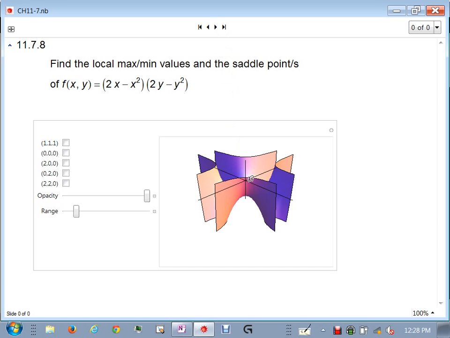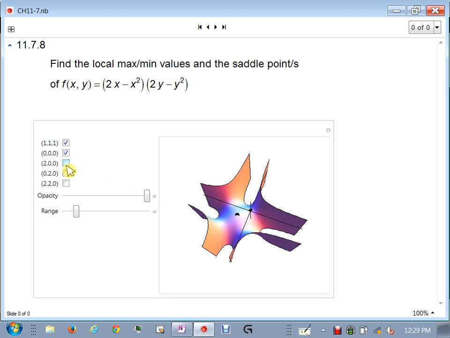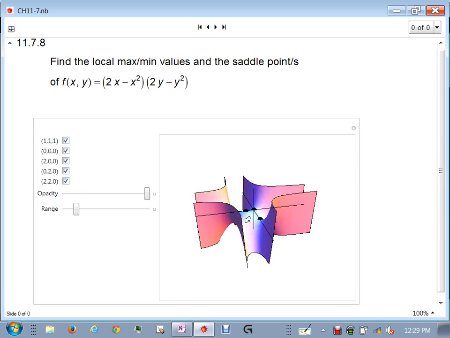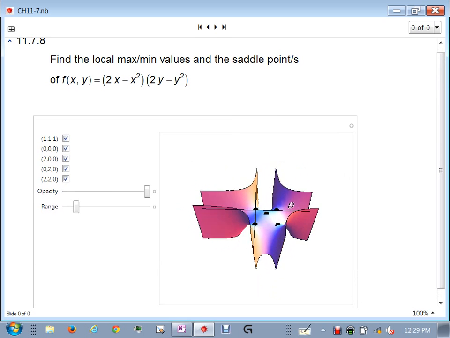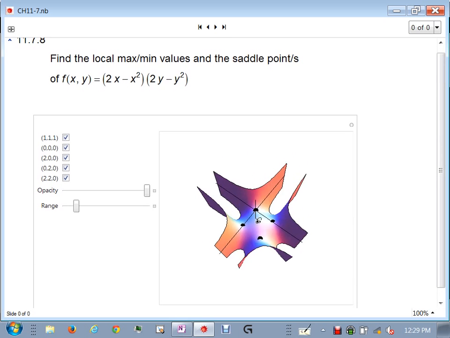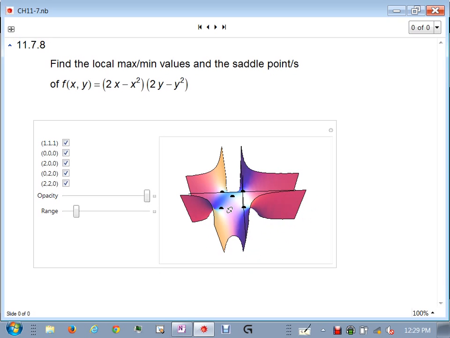All right, I'm not going to do this one, but the answers are here. 1, 1, 1, 0, 0, 0, 2, 0, 0, 0, 2, 0, and 2, 2, 0. We've got, this is a cool one, we've got a local max, and we've got 4 saddles on this one. Local max and 4 saddles.